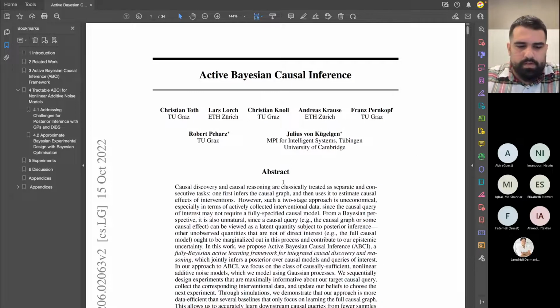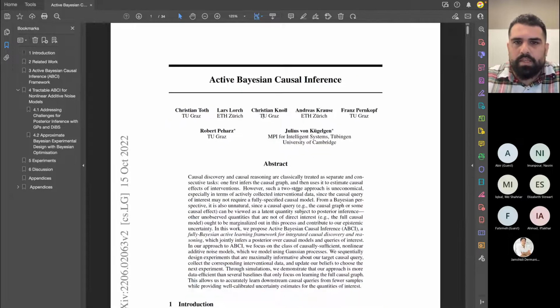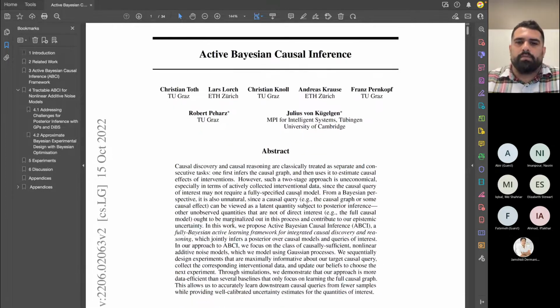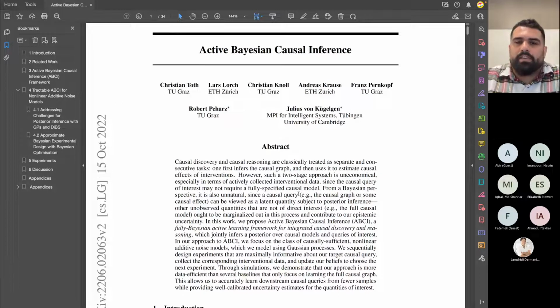In this paper, they basically took an approach of actively making queries to perform two tasks. One of them is causal discovery. So the assumption here is that the causal graph is not known.